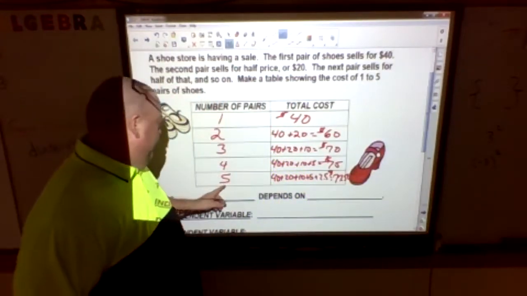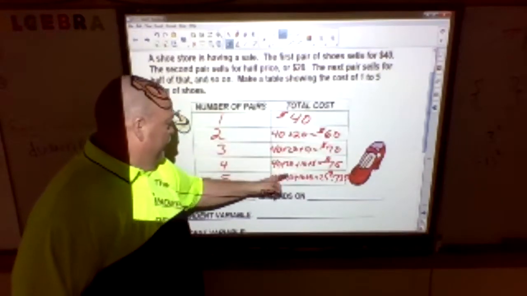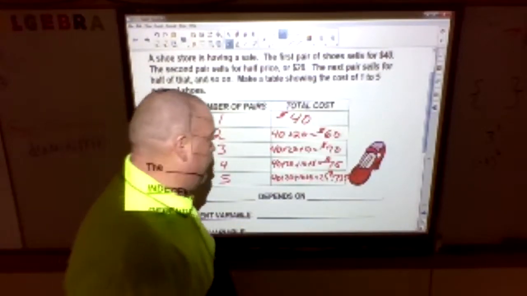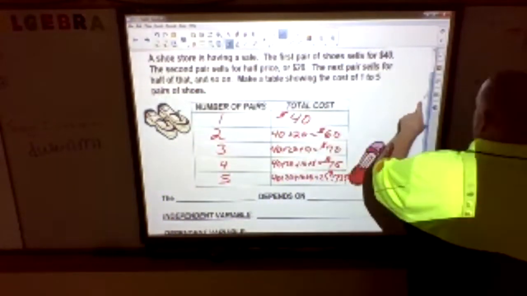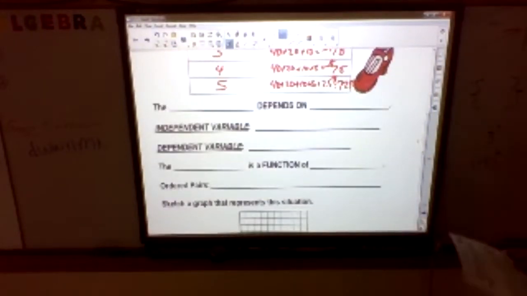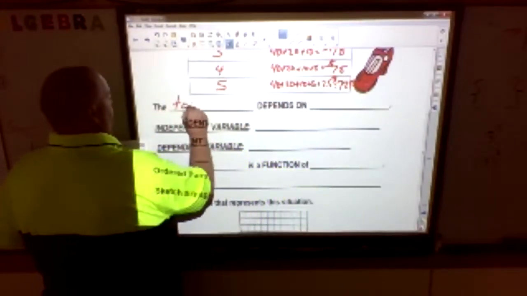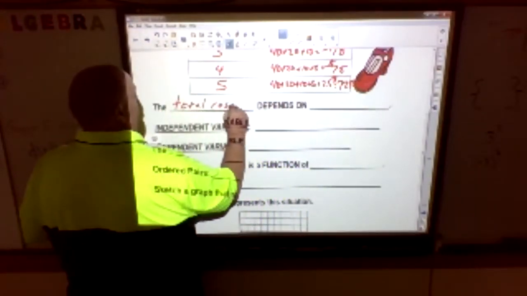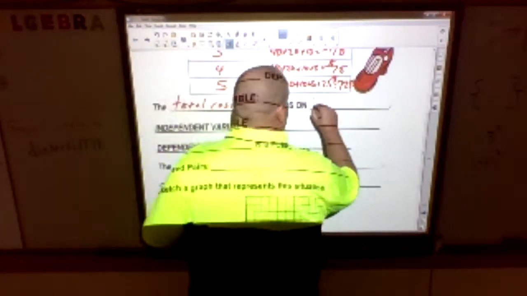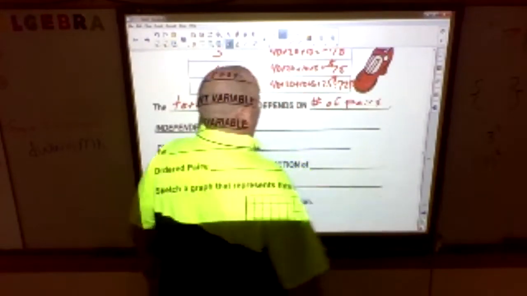Okay, so for 5 pairs of shoes, you are adding the 40, the 20, the 10, the 5, and the 2.5. Remember, each pair is cut in half. The more you buy, the better deal you get. Okay, so let's talk about this. The total cost depends on the number of pairs of shoes you buy.